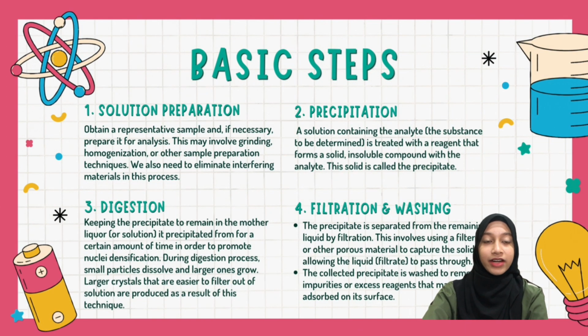Basic steps in gravimetric analysis. First, solution preparation. Obtain a representative sample and, if necessary, prepare it for analysis. This may involve grinding, homogenization, or other sample preparation techniques. We also need to eliminate interfering materials in this process.